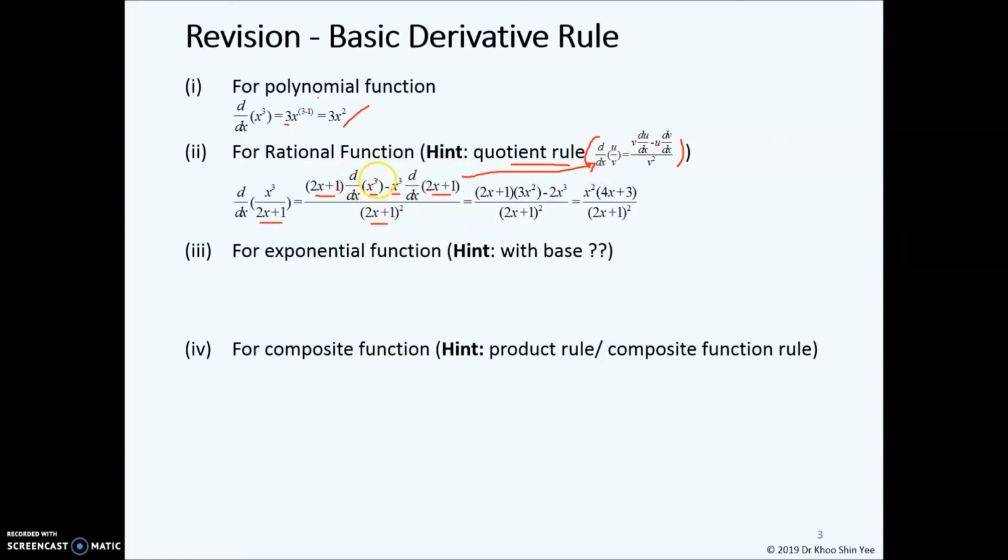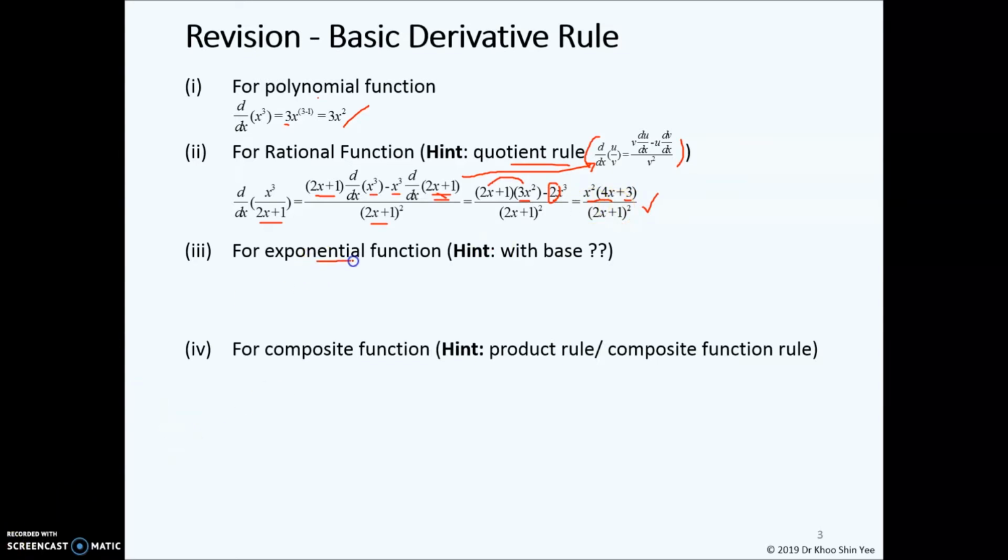Then you differentiate x to the power of 3 here, and you get 3x squared. Differentiate the 2x plus 1 here, and you get 2. So 2 multiplied with x to the power of 3 gives negative 2x cubed. Multiplying this term, you get 6x cubed minus 2x cubed, which is 4x cubed. And 3x squared multiplied by 1 gives 3x squared here. You can further simplify it into this form.